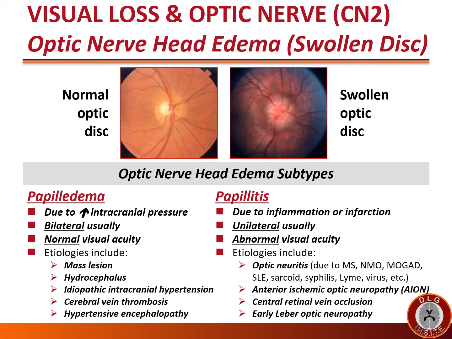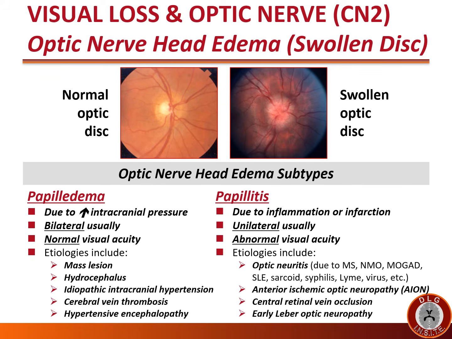Optic nerve head edema, or a swollen optic disc, occurs for multiple different reasons. The two main subtypes of optic nerve head edema are papilledema and papillitis. The term papilledema does not refer to all examples of optic nerve head edema. One cannot call it papilledema unless you know that the optic nerve head edema is due to increased intracranial pressure.